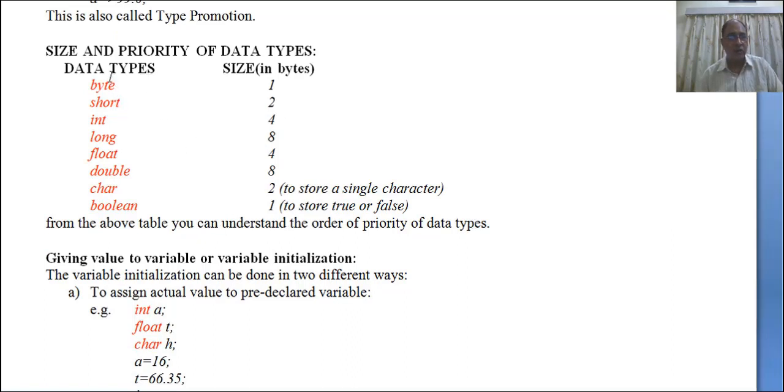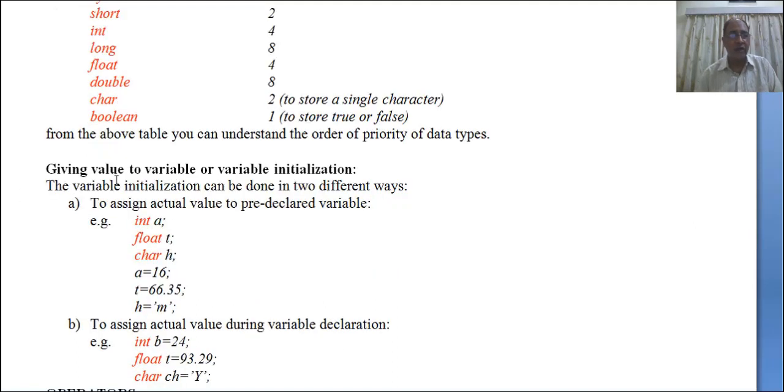This is from the smaller to the higher. This is the smaller data type, then bigger, bigger, bigger, and so on. This is how it is given here. And now we give the values to variables, or variable initialization.